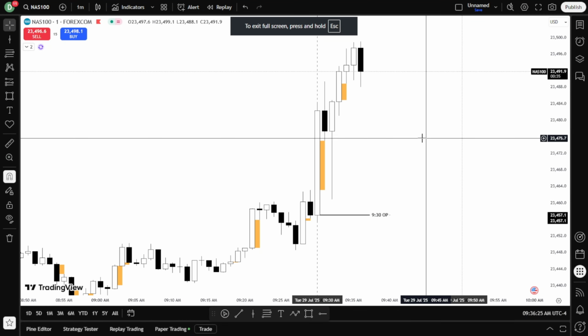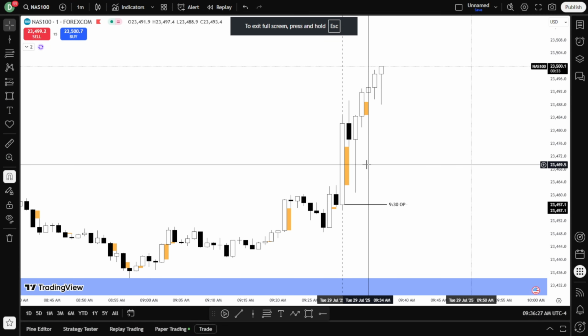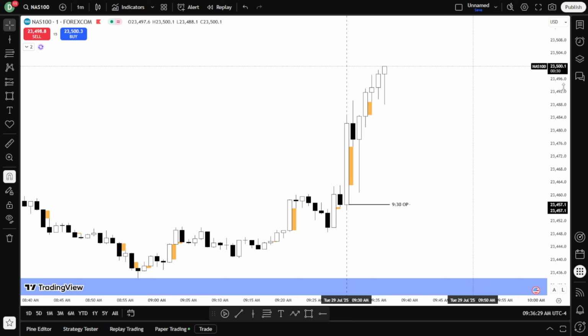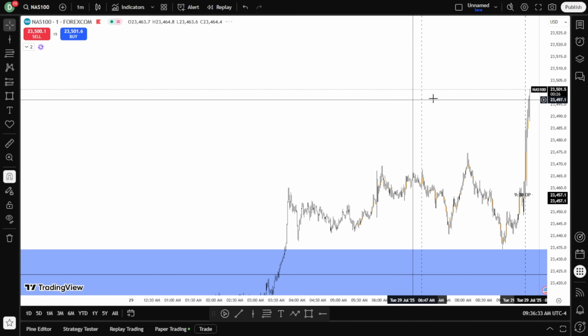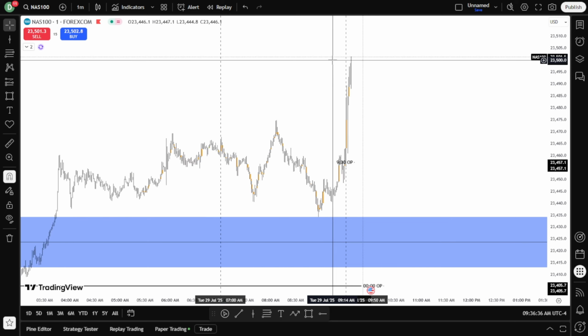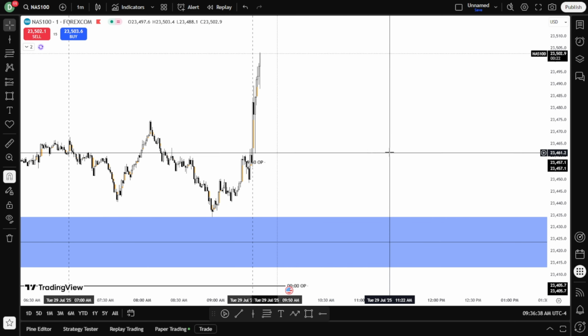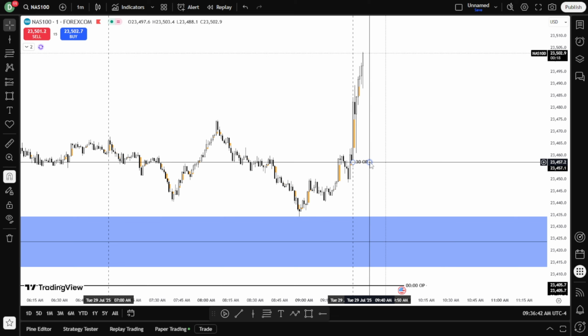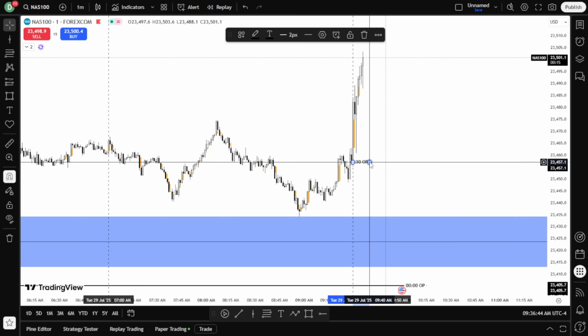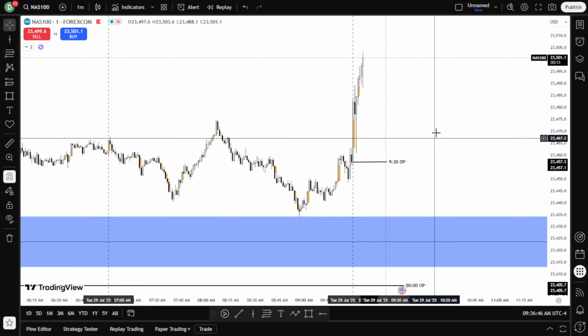Okay guys, so this is day one of how to read price action. In this we are going to see for the next 30 days how and why price moves from one place to another. Basically, how to read charts.